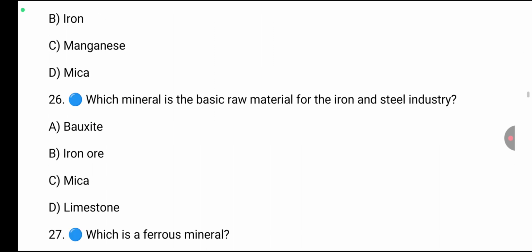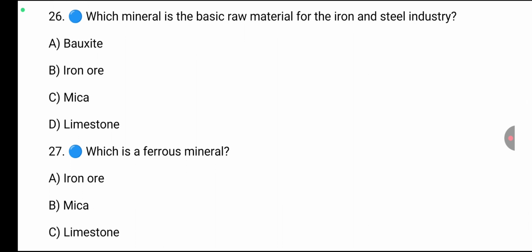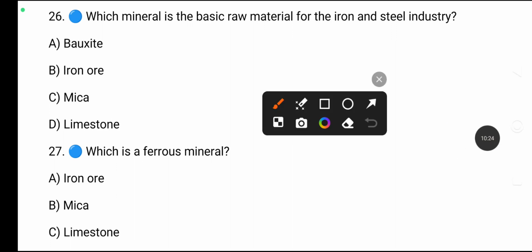Now moving on to question number 29. Which mineral is the basic raw material for the iron and steel industry? If you see the options, bauxite, iron ore, mica, limestone. The answer will be B, that is bauxite.